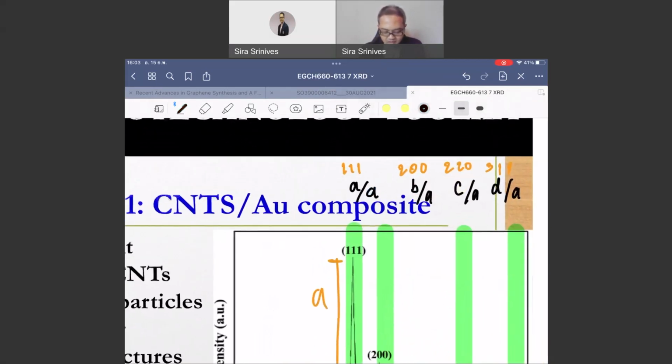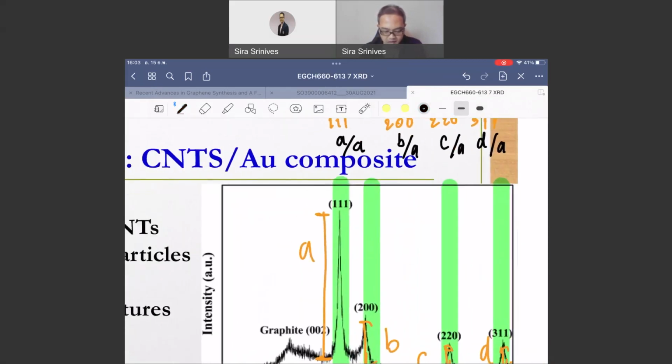Okay, this is the constant A, B, C, D, and that's A prime, B prime, C prime, D prime, and E prime, if that matters. So I would divide them all with A prime. It's important that it needs to be normalized using the same peak.